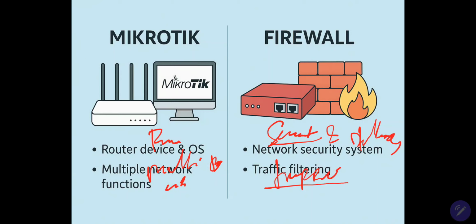Example products of Mikrotik are Mikrotik hAP, CCR, CHR. And examples of firewall products are Palo Alto, FortiGate, Windows Firewall. Okay, these are the differences between Mikrotik and firewall, and I will make it easy with an analogy.